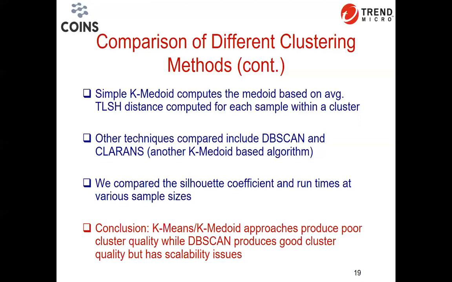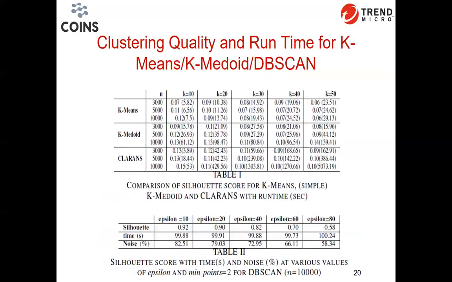The conclusion was that, as I'll discuss in the tables also, the k-means and k-medoid approaches produce poor cluster quality, while DBSCAN produces good cluster quality but has scalability issues. So this is the table. We varied k and n, and we saw that this is the silhouette coefficient, so it doesn't produce good values. It's seeing values from 0.05 to 0.15. So it doesn't produce good cluster quality.